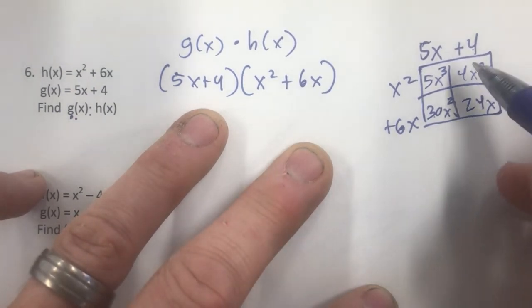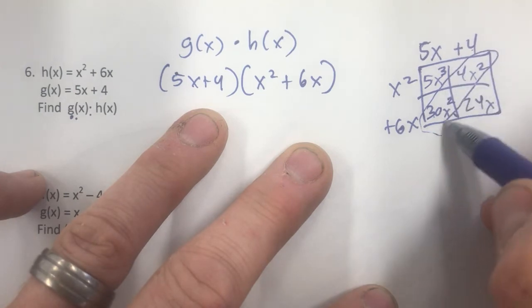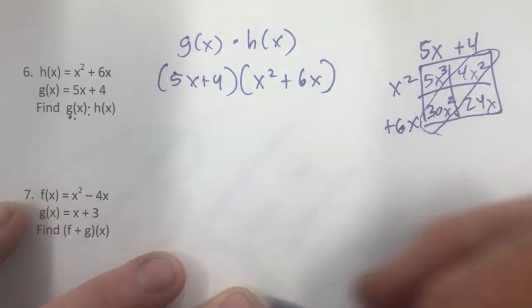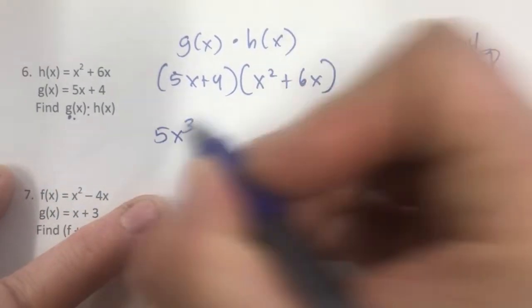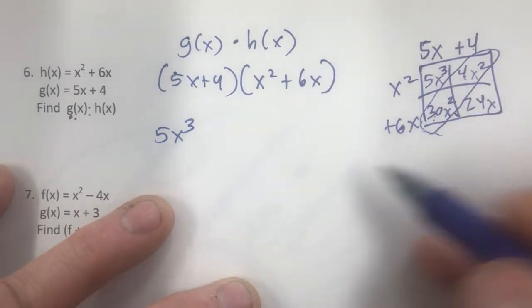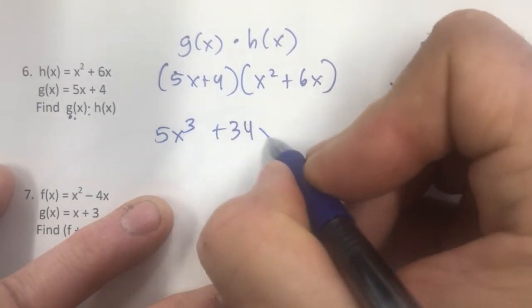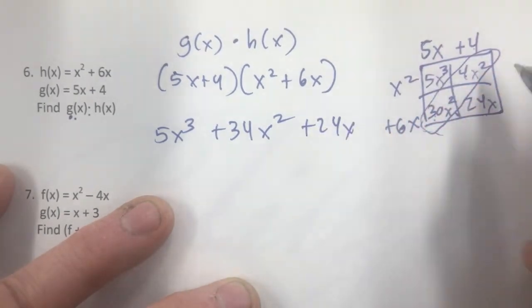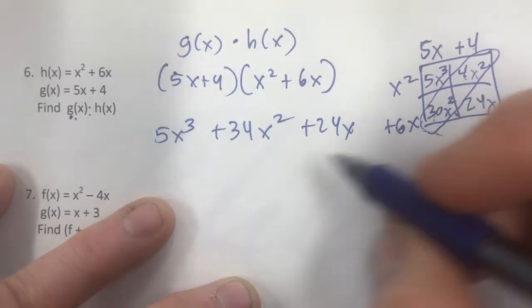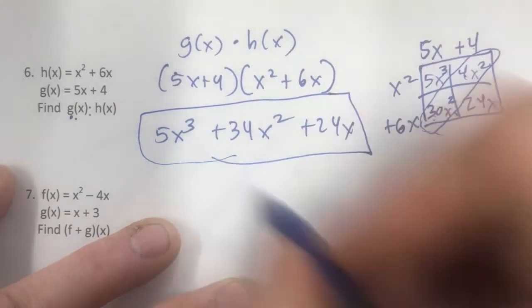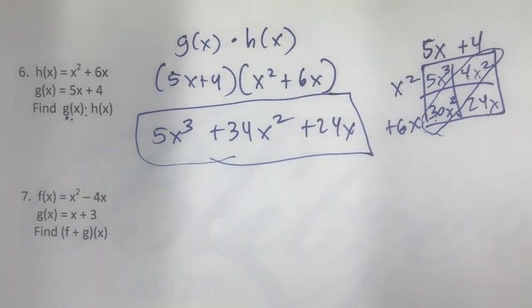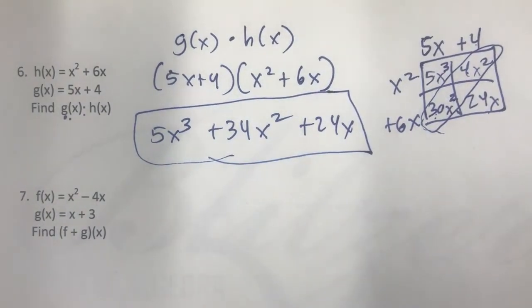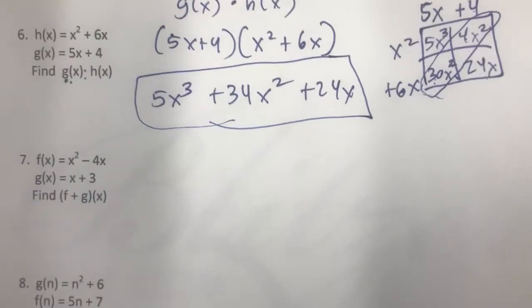And then add my like terms. It looks like these two here are like terms. So I've got a 5x to the 3rd. Then I've got 4 plus 30, which is 34x squared. Then I got a 24x. When I add these together now, I don't change my exponents there. So there you go. There's my answer for that one. Okay. What about 7?